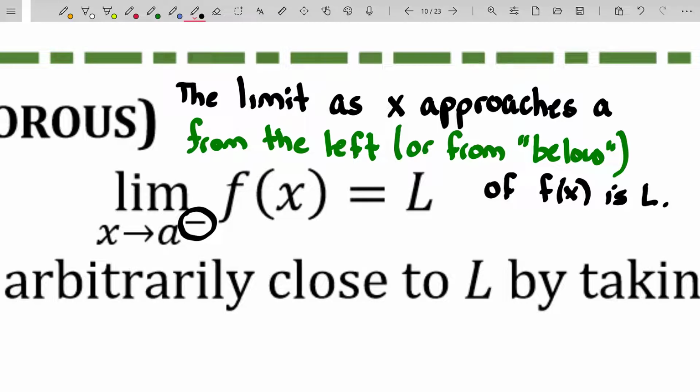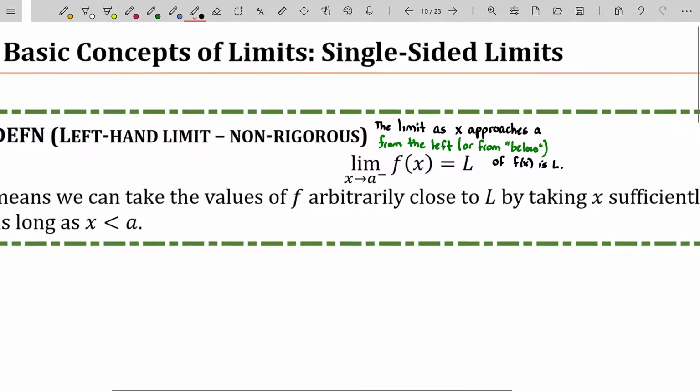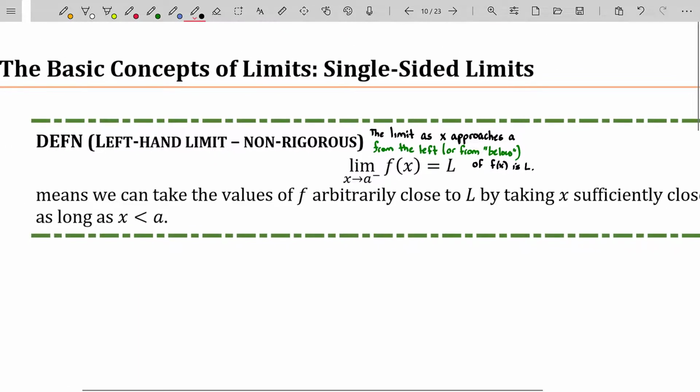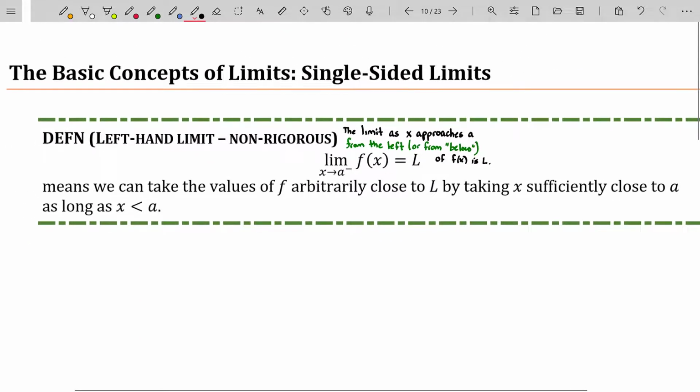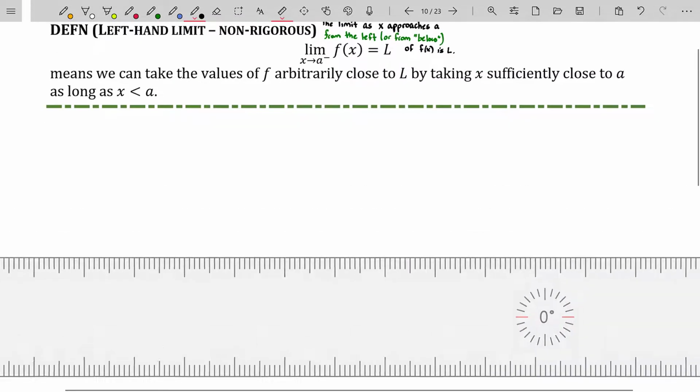Now, visually, what does this look like? Oh, and I should read the rest of the definition, by the way. This means that we can take the values of our function arbitrarily close to L by letting x be sufficiently close to a as long as x is less than a. So visually, and let me get my ruler out for this, visually, this looks like the following.